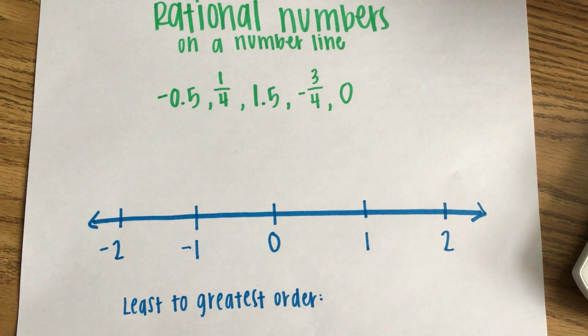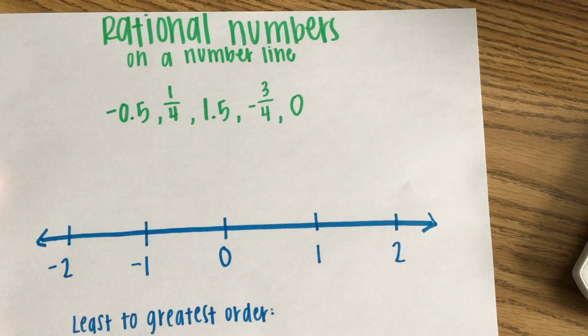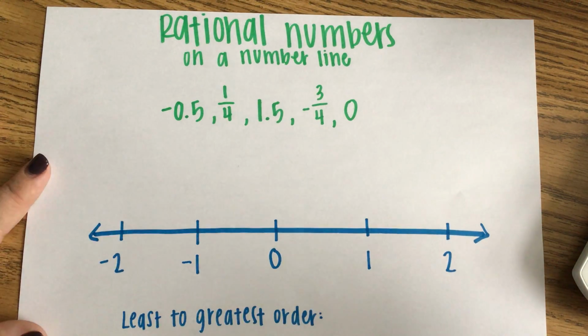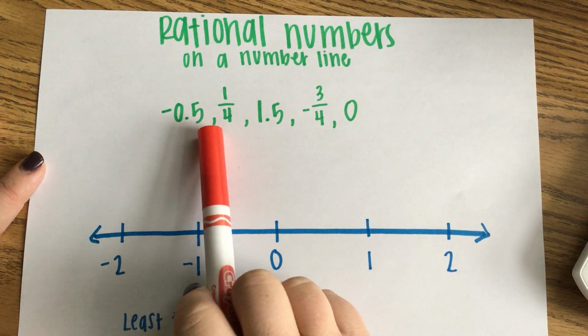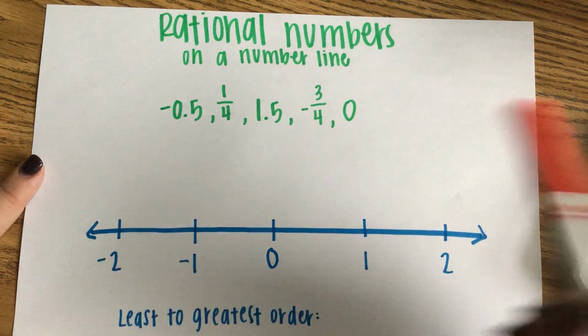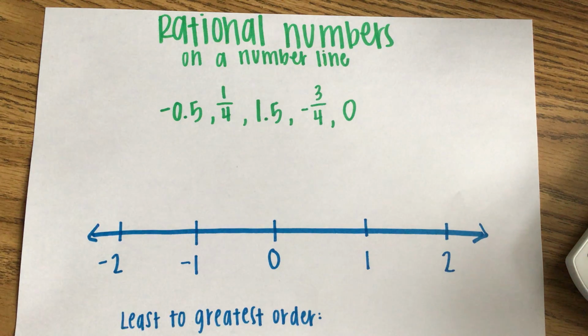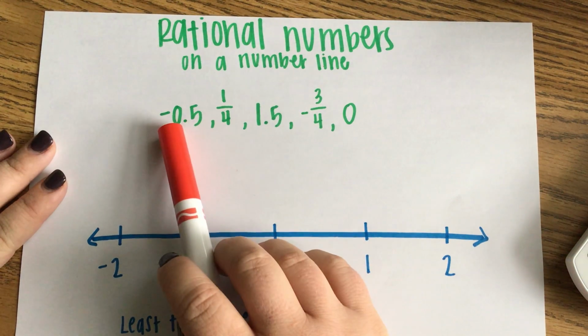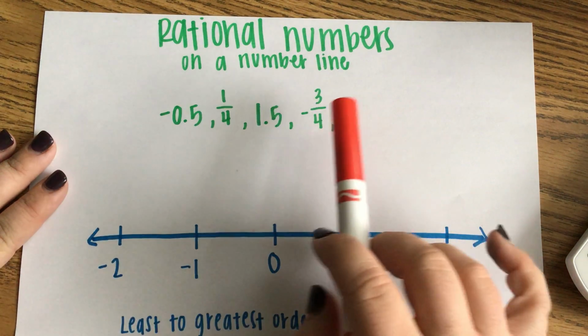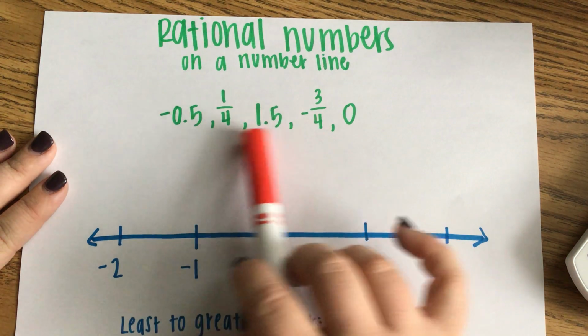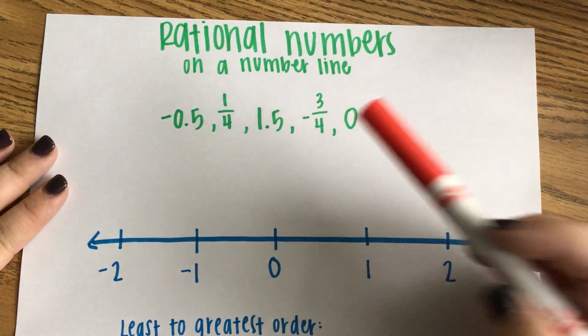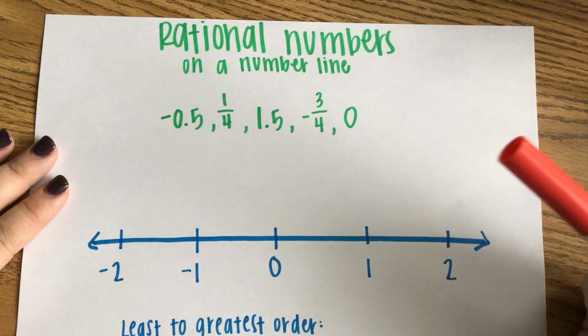Guys, it is Miss Allender, and today we're going to continue talking about rational numbers on a number line. More specifically, we're going to look at numbers that are both decimals and fractions and what we do with those. On Monday, when we did our lesson, we were talking about negative numbers, positive numbers, and them all being whole numbers. But now we're throwing in the curveball of fractions and decimals.